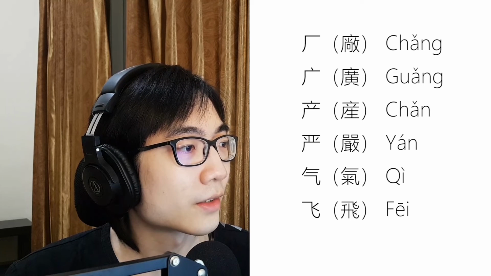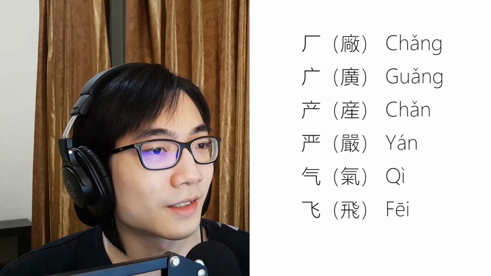Also, another example, chang. These characters are too simplified for me, like 工厂, 广, 产, 言, 气, 非. It's harder to differentiate in comparison to traditional Chinese. It could be because I learned traditional Chinese first, but in Simplified Chinese, because of the simplification, there could be similar characters with little difference, and sometimes even the same characters but totally different meaning. So for me, it makes it harder to read.